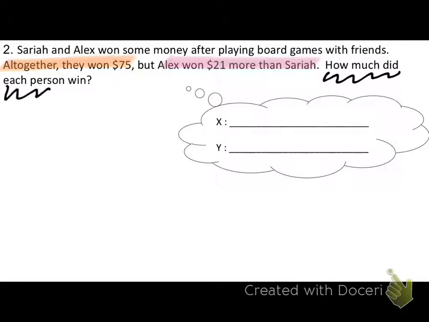Take a look at the question. Whatever it's asking you, that's what X and Y are going to be. Those are our unknowns. So how much did each person win? Okay, so we're going to say X will be Soraya's money, and Y will be Alex's money.